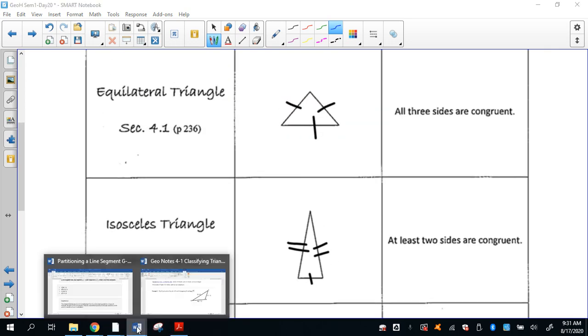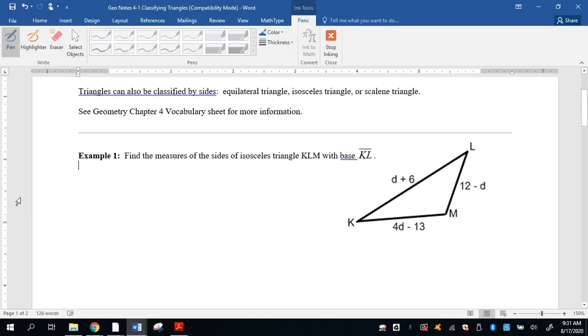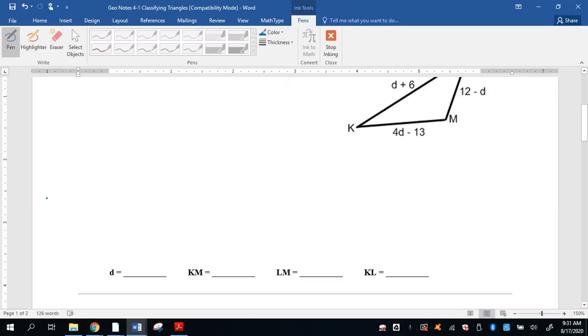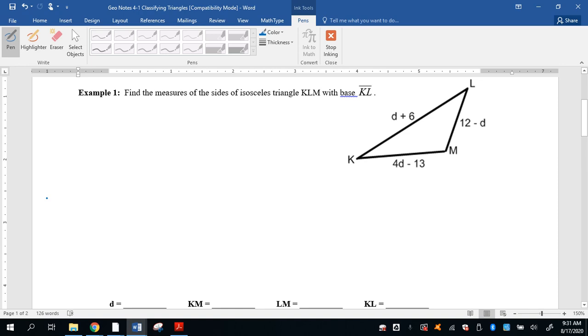Let's use those vocabulary words to solve problems using algebra. So find the measures of the sides of an isosceles triangle. In an isosceles triangle, two sides are the same. They tell us that the base is KL. That means the other two sides are the legs, which are the congruent sides. So we'll set them equal to each other: 4D minus 13 equals 12 minus D. We'll use algebra to solve.